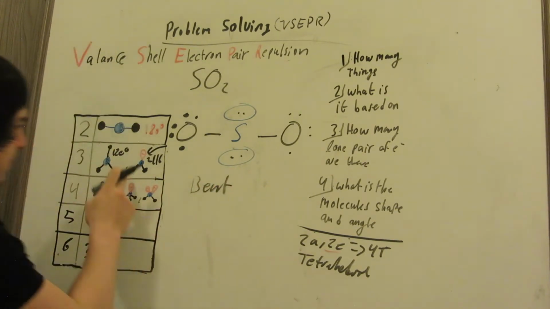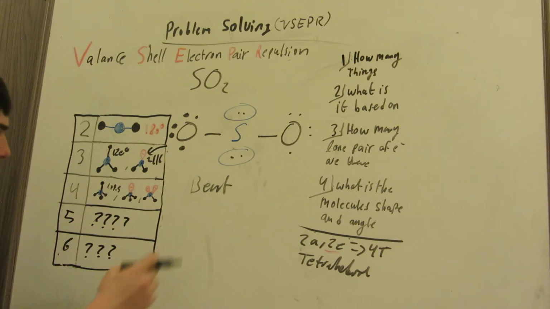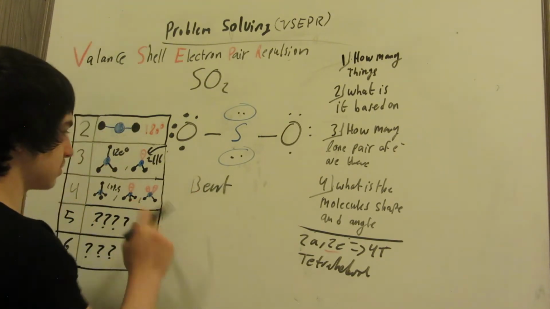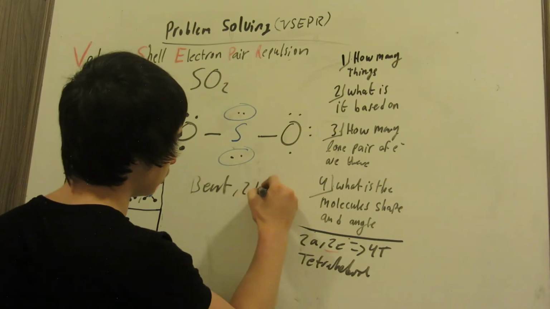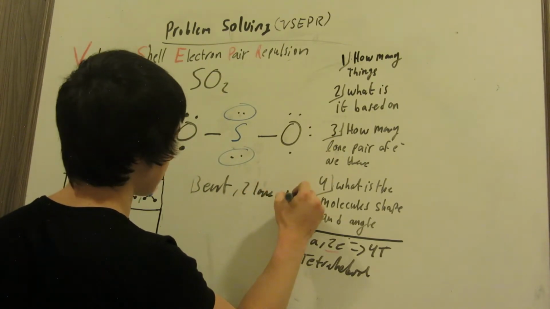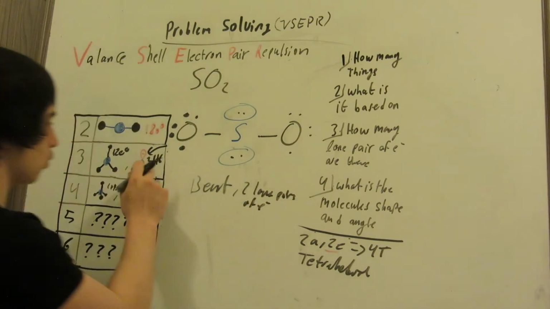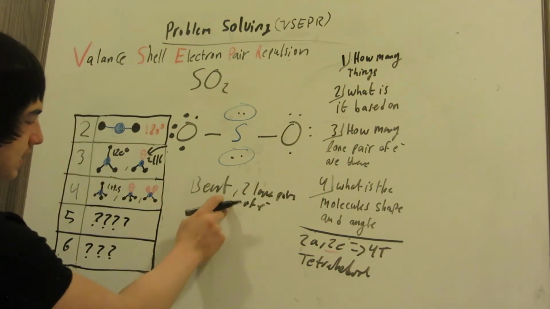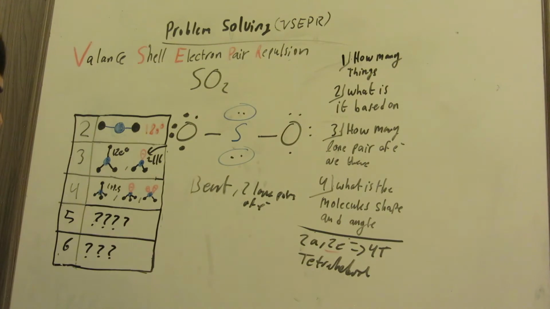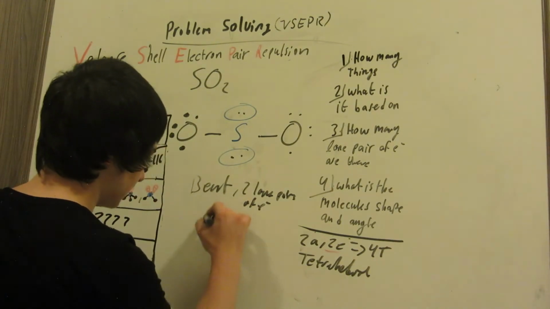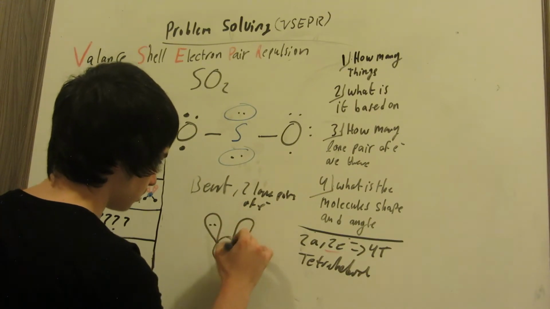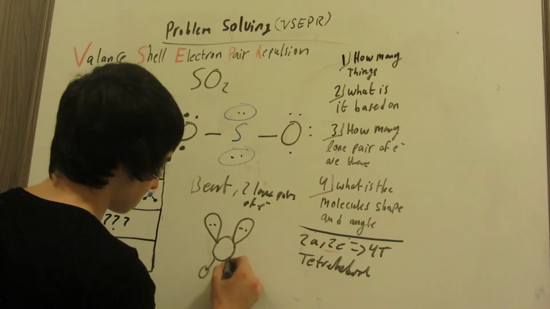Well, it's called a bent. Although we have a bent for 3 things, we also have a bent for 4 things, but it has 2 lone pairs of electrons. The previous one had 1 lone pair of electrons. That one has 2 lone pairs of electrons. So it's based on a bent, but has 2 lone pairs of electrons.